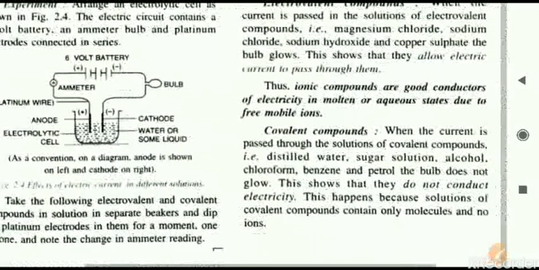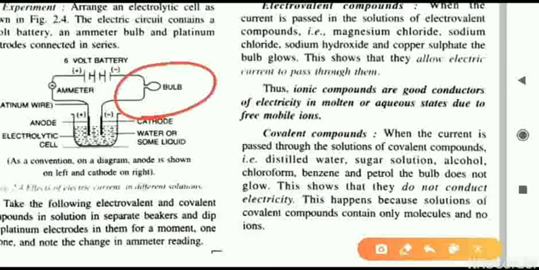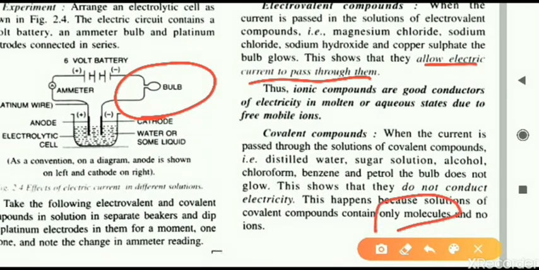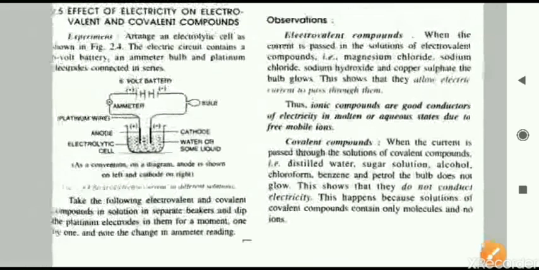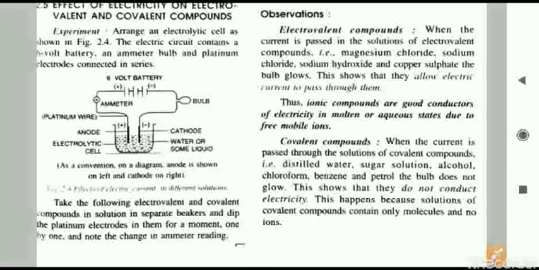As a result, the bulb that is connected here will start glowing. This will prove that the electrovalent compounds allow electric current to pass through them, and ionic compounds are conductors of electricity. On the other side, when this activity is performed with a covalent compound, there is no conduction of electricity and the bulb will not glow. That will prove that the covalent compounds contain only molecules and no ions. Ions are not there, and hence there is no movement of electric current. This is a simple activity to prove that ionic compounds are conductors of electricity.